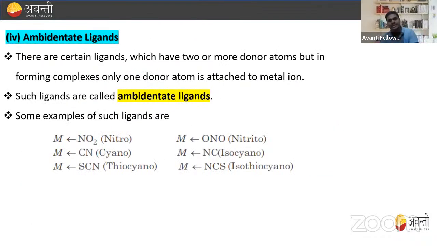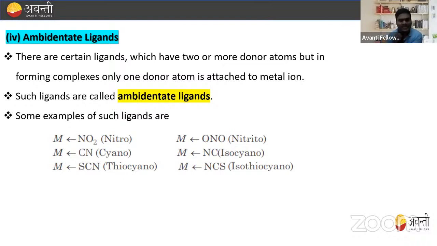Now, what is an ambident ligand? There are certain ligands which have two or more donor atoms, but in forming complexes, only one donor atom is attached to the metal ion. So they have two donor atoms, but that's how ambident ligands are differentiated from denticity. In case of denticity, what is happening? If any ligand has two donor groups, both of these donor groups donate to the central atom.